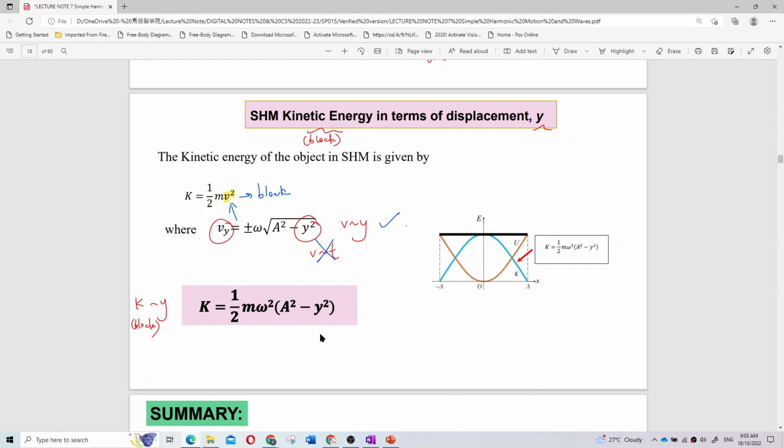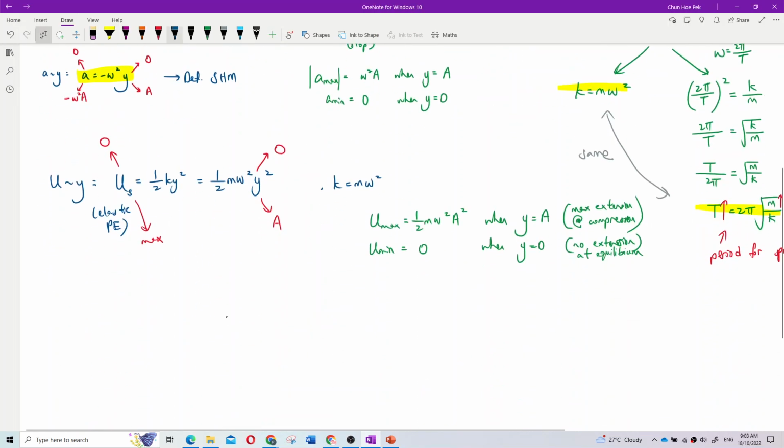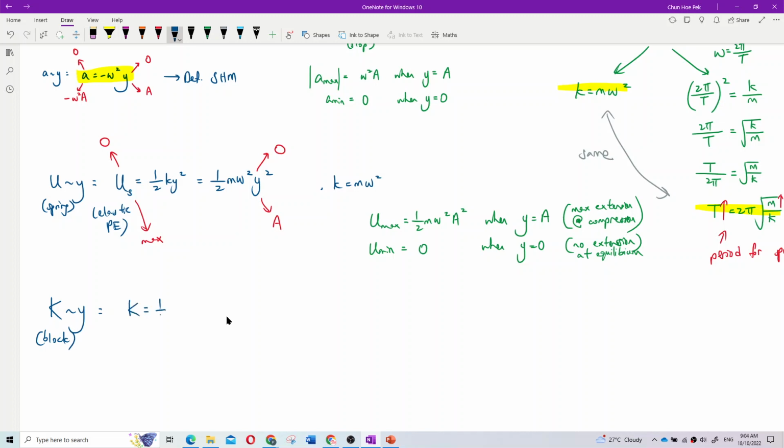Put into our formula. So we have another formula of kinetic energy versus displacement; last time this was for the spring elastic energy, and now this is for the block. The kinetic energy of the block is half mv square, but we don't want v. We change it to y, so it becomes half m omega square (a square minus y square).